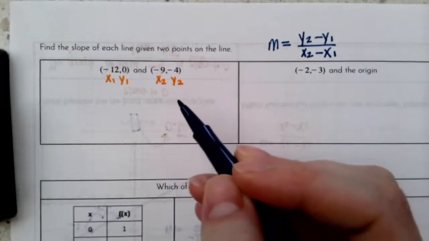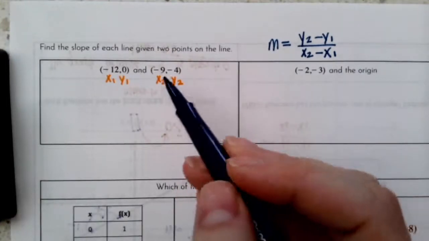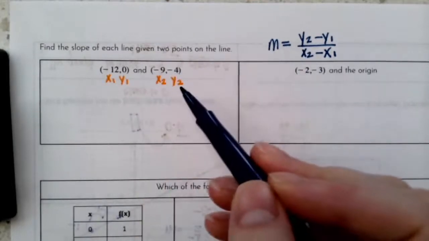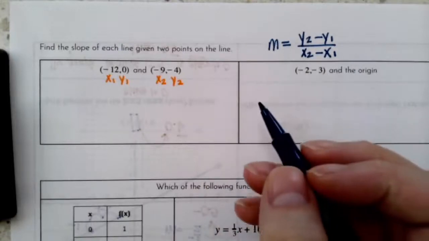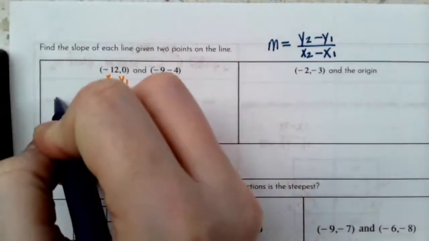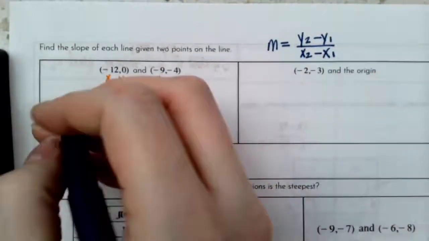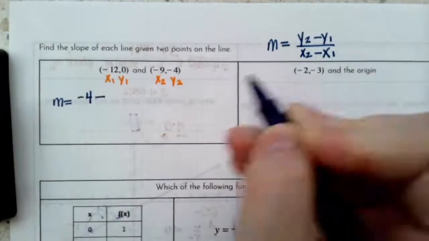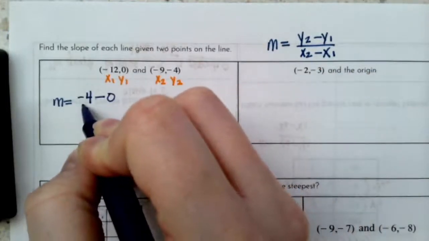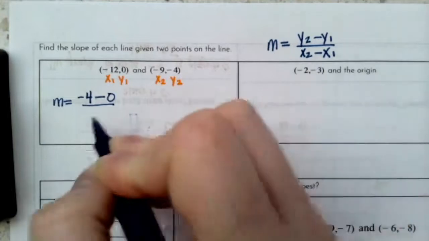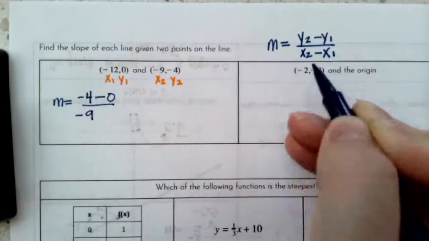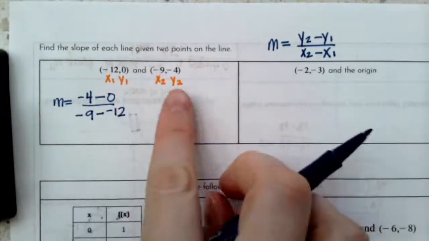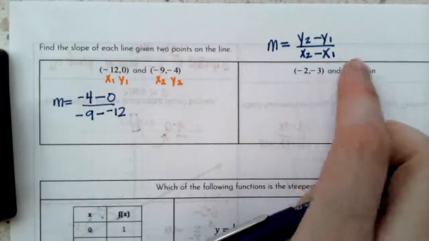Labeling them allows us to take our brain energy out of figuring out which is which and just being able to plug values into the formula. And so I'm just going to follow the formula as it goes. So y2 is -4 minus y1 is 0 over x2 is -9 minus x1 is -12. So you just kind of go through and plug in all your values into your formula.